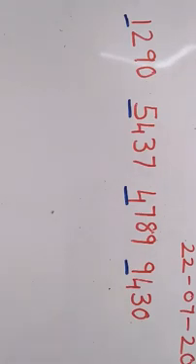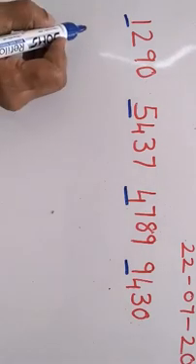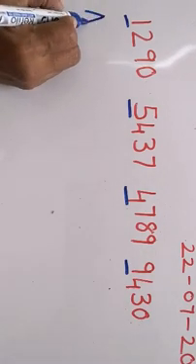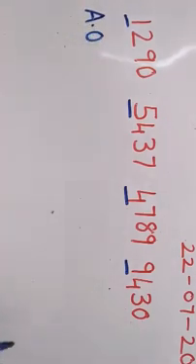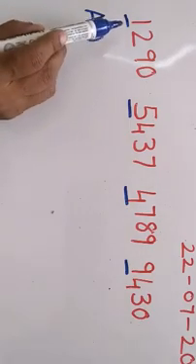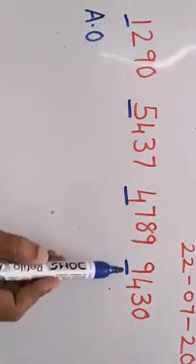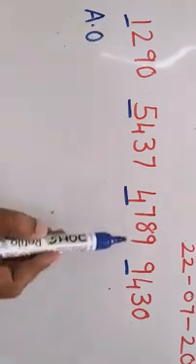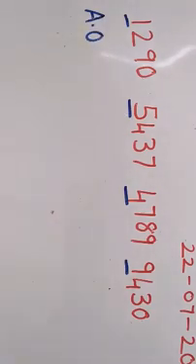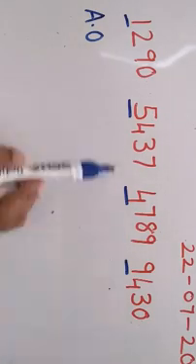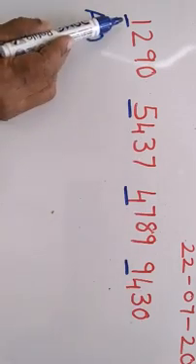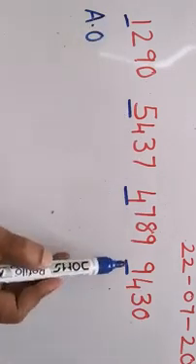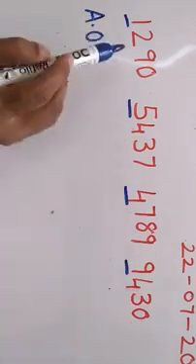Now, since we are writing in the ascending order, children, what did I tell you ascending order is? Remember that you are small. So from small to big. Now this is very easy, children, to identify. 1, 5, 4 and 9. We are only seeing the first digit of these numbers, right? We have 4 numbers here and we are only now focusing on the first digit of every number.